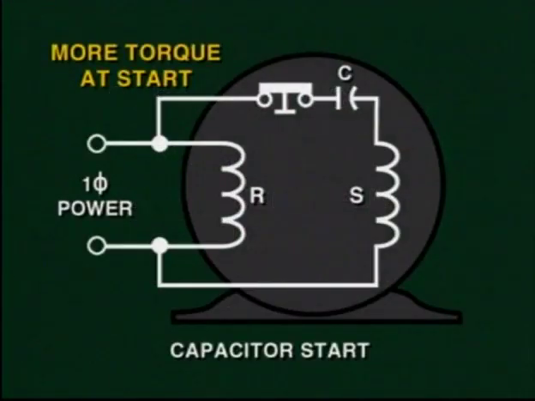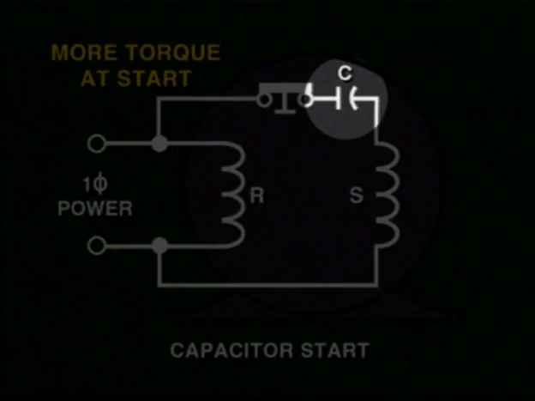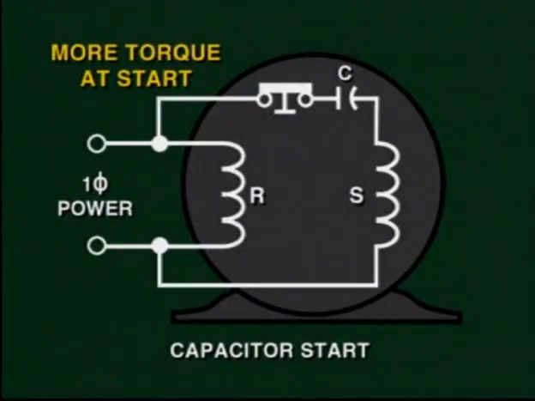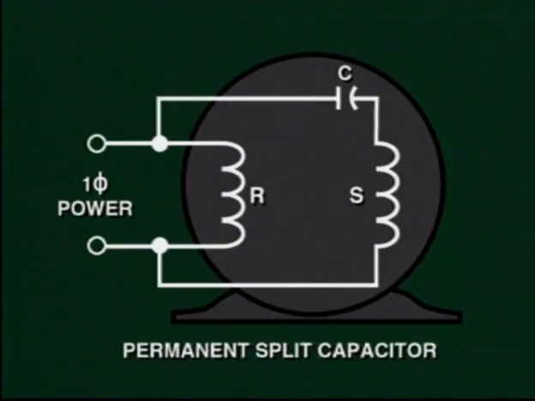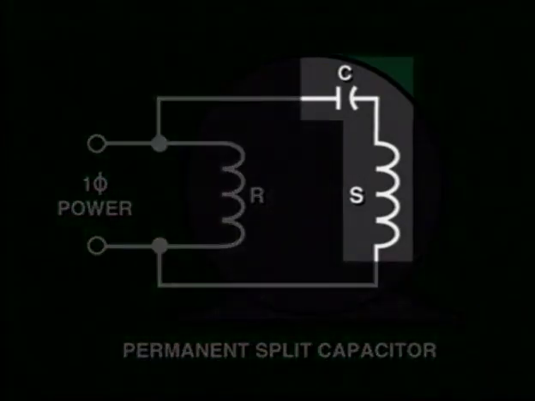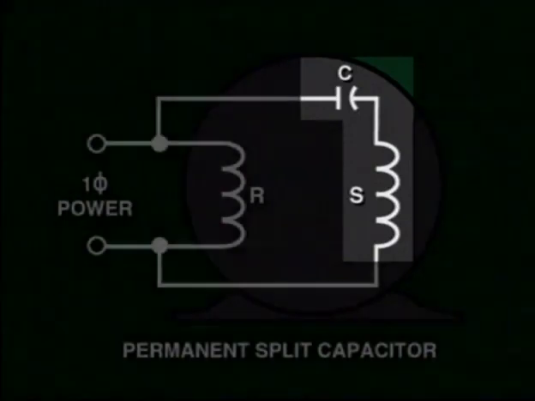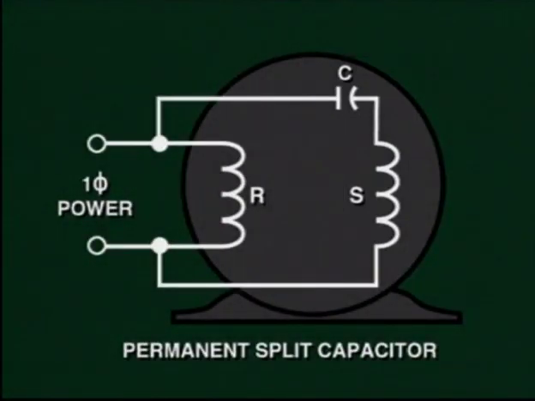The capacitor start motor has a capacitor added to the start winding, which will be cut off once the motor gets to 75% of full speed. A permanent split capacitor motor is one that has a permanent capacitor in series with the start winding. This motor will keep both windings on during operation.